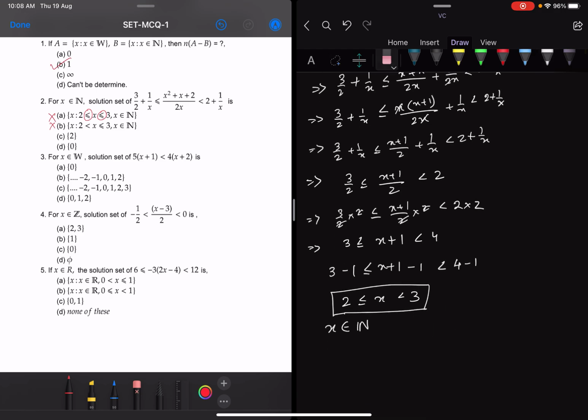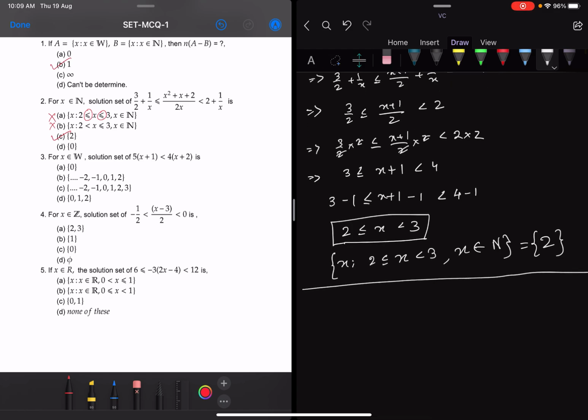If we write it like that, this is the solution set: x such that 2 less than or equal to x less than 3, x belongs to natural number. This is the solution, and that means it is only 2. Only 2 means C is the correct answer.